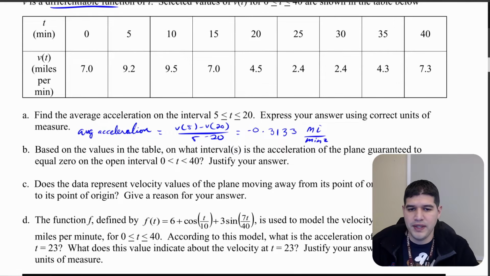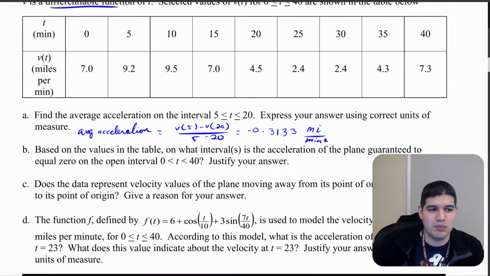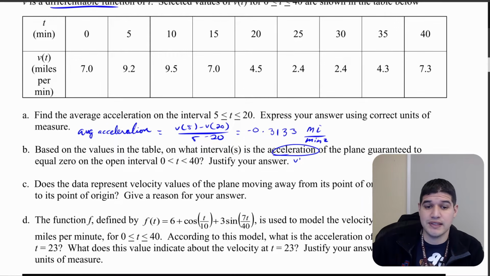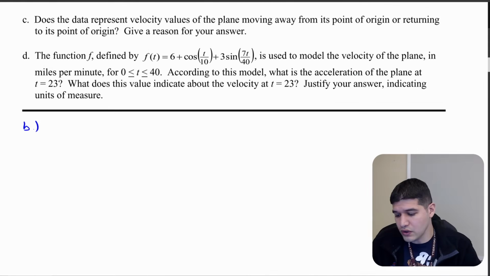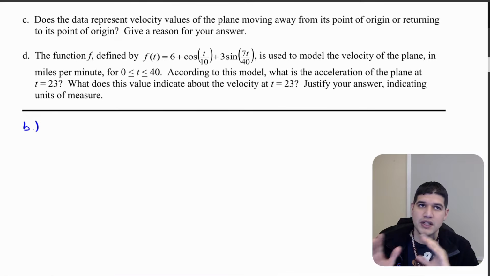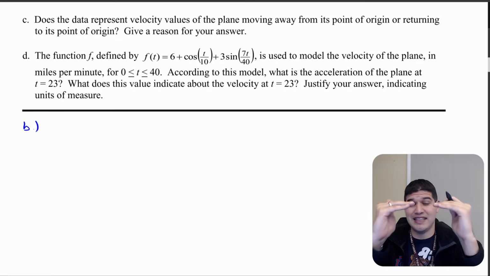All right, so now in part B, based on the values in the table, on what intervals is the acceleration of the plane guaranteed to equal 0 on the interval from 0 to 40? Acceleration, we're given velocity, so we know we're thinking of the derivative of that. So we're saying, when is the derivative equal to 0? To me, that's one theorem that we've learned about, which is Rolle's theorem. Rolle's theorem says that acceleration will be 0 when we have points on an interval that, when we find the average between them, those points are at the exact same level.